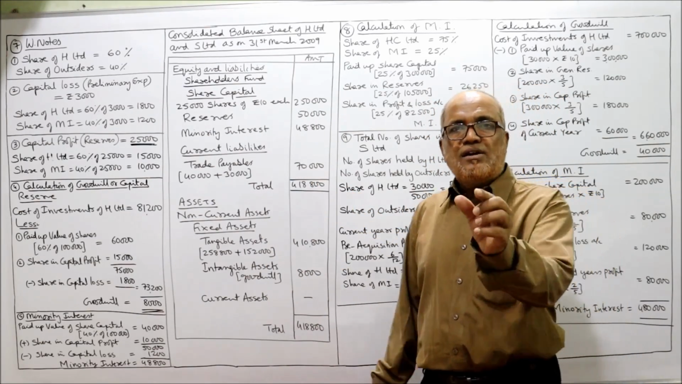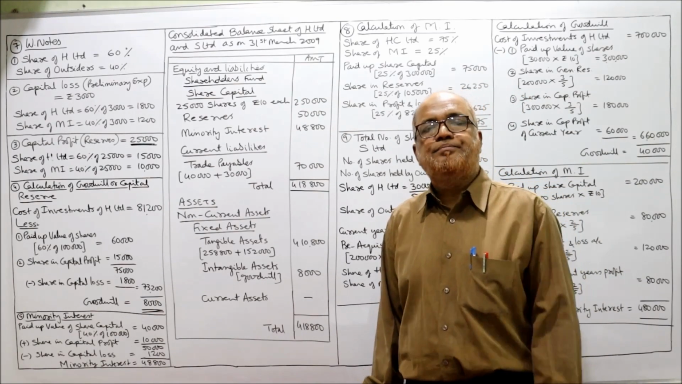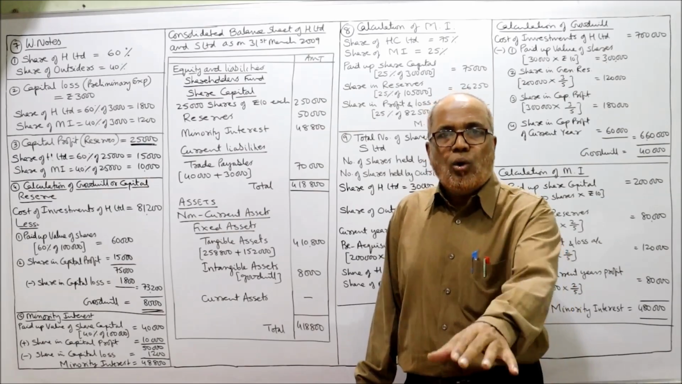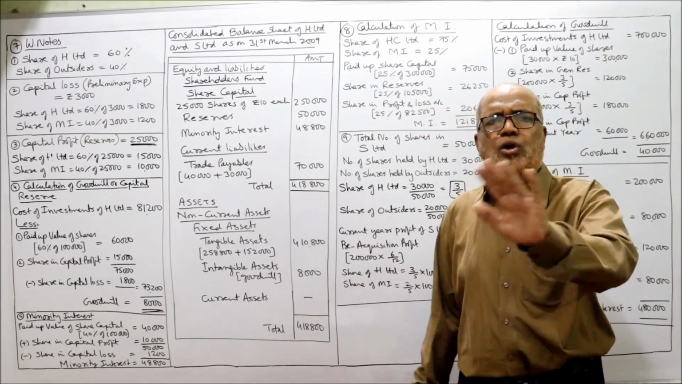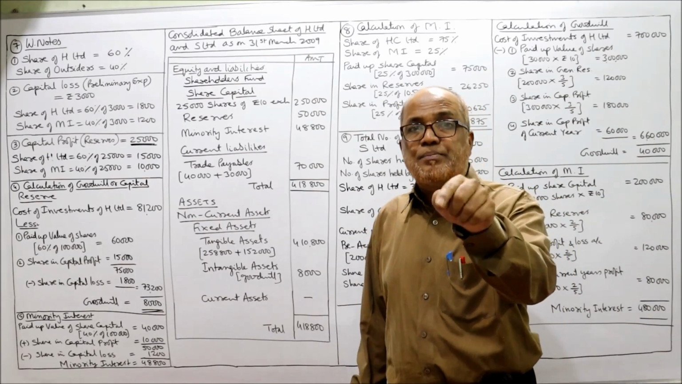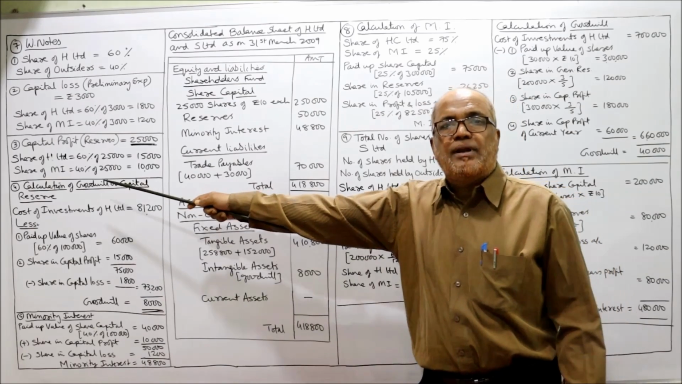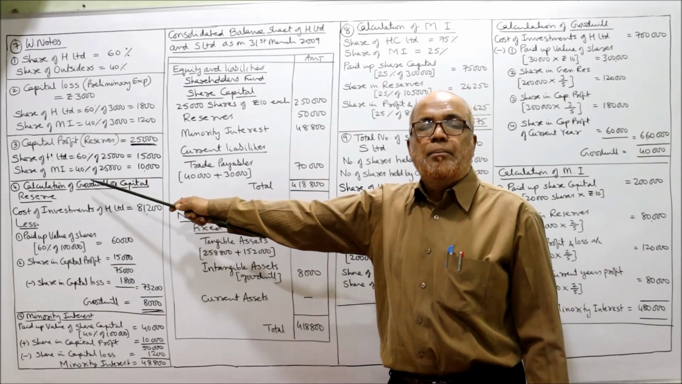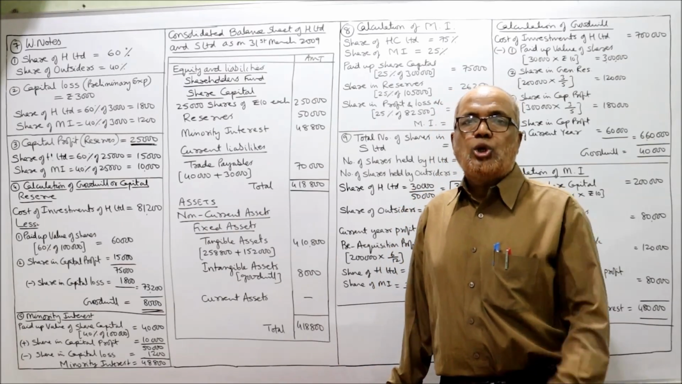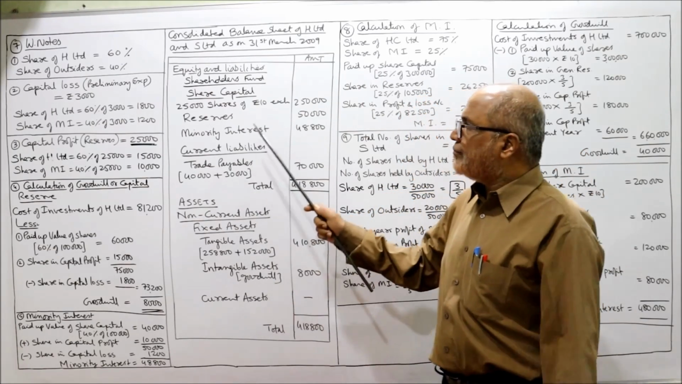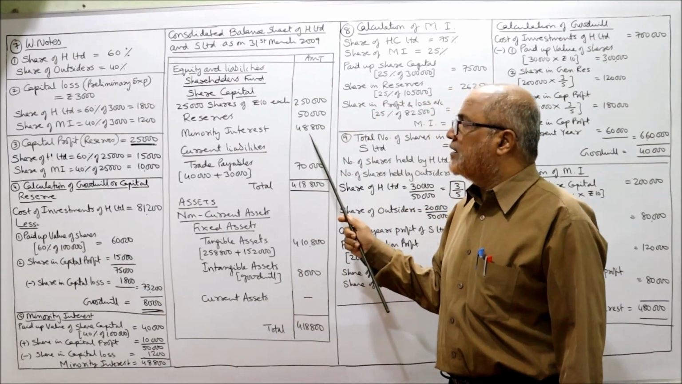Reserves. The reserves of the holding company will be taken as it is. The holding company reserves are given as 50,000 in the problem. Same thing I have taken, I have not changed. Reserves of the subsidiary company should not be taken, because reserves of the subsidiary company are already divided between the holding company's share and also minority interest. Minority interest, just now we have calculated, 48,800.